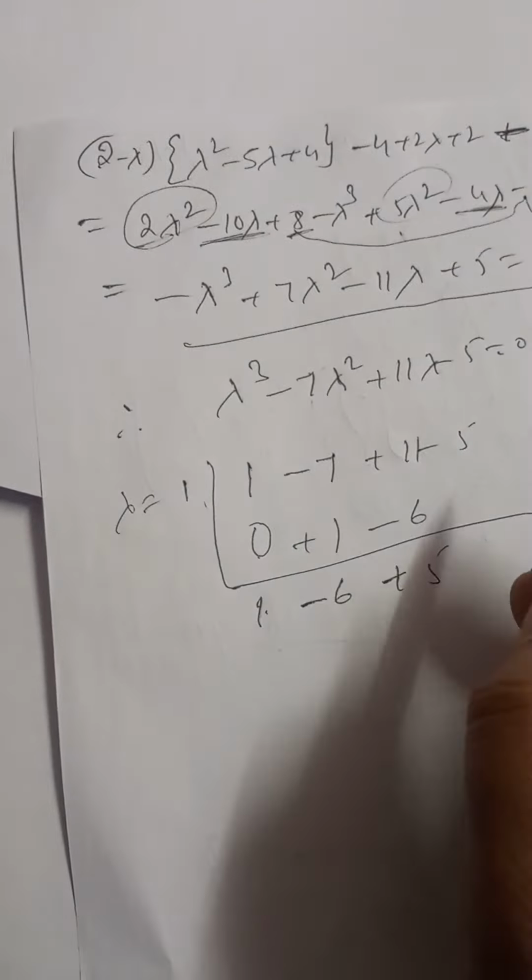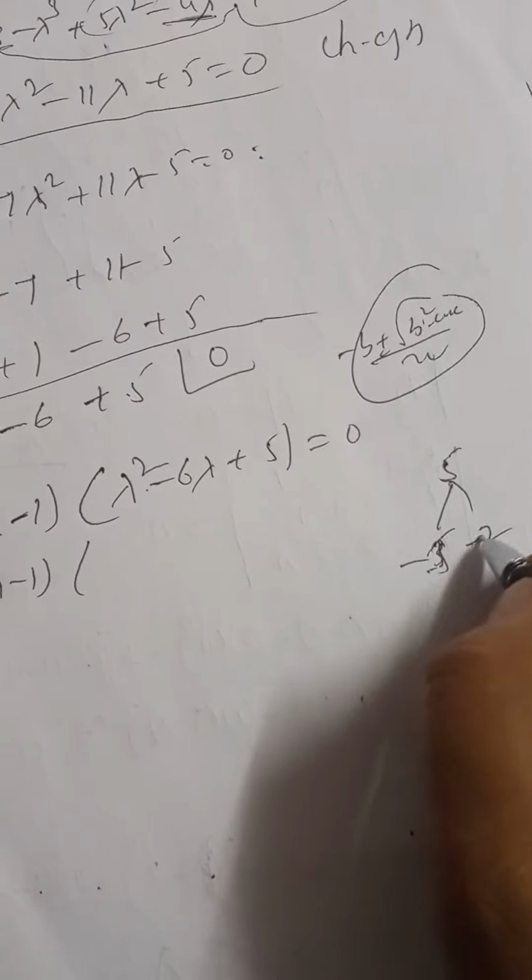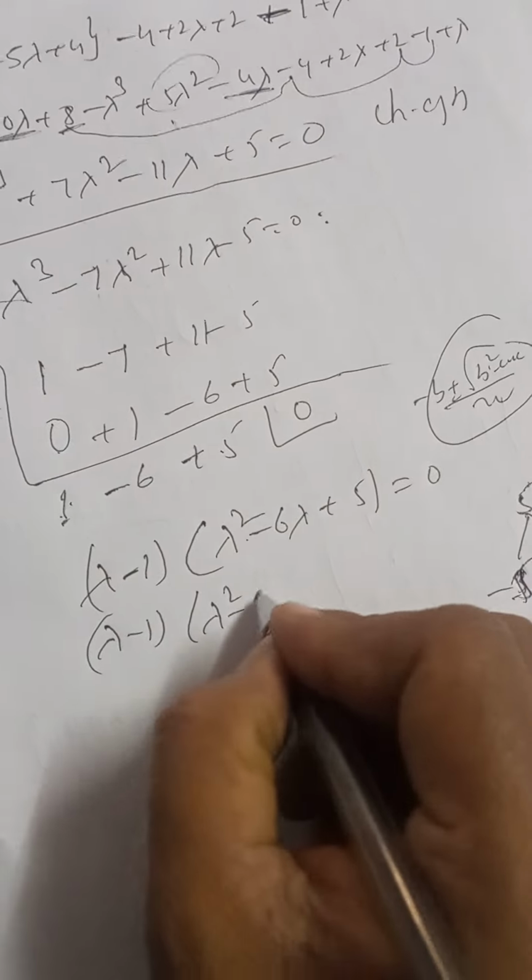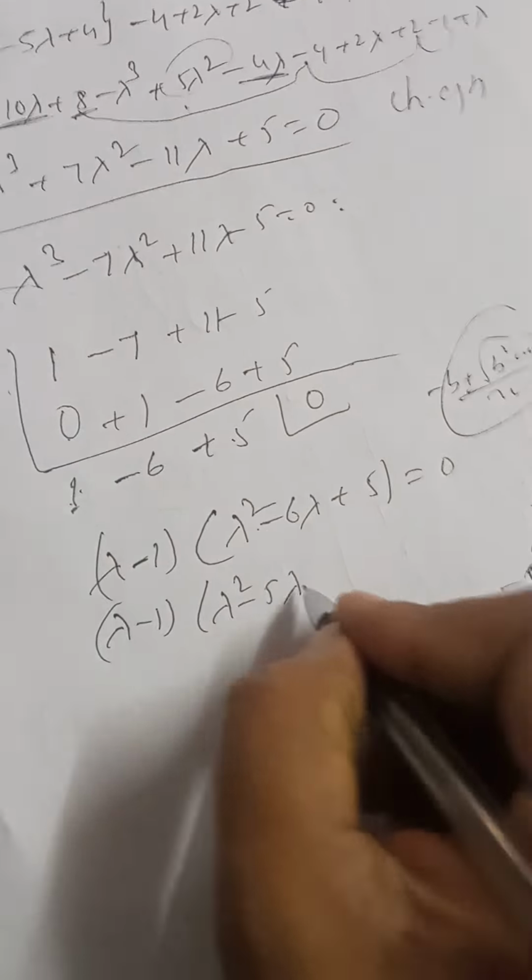Now what are the two numbers whose product is 5? 3 into 2, no, you are not getting it here. Then what you have to do? Minus 5 into minus 1. Product is plus 5, right? Lambda square minus 5 lambda minus lambda plus 5 is equal to 0.